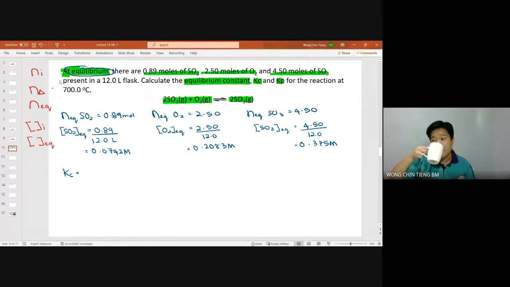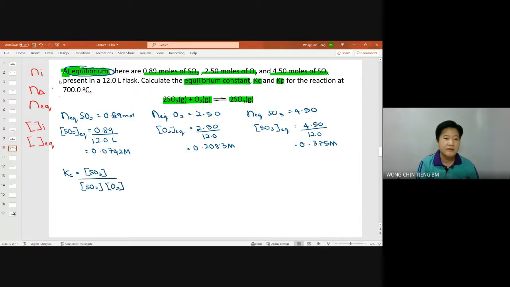Product versus reactant. Always remember one thing. KC, KP, semua equilibrium constant, semua benda dalam topik 6 adalah product versus reactant. Okay? KC, KP, QC, QP sama. So you have your concentration of your SO3 over concentration of your SO2 over O2.